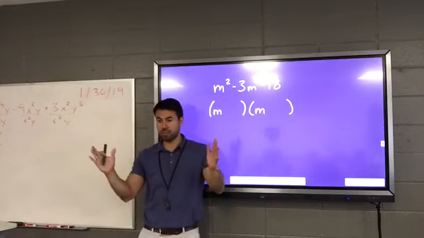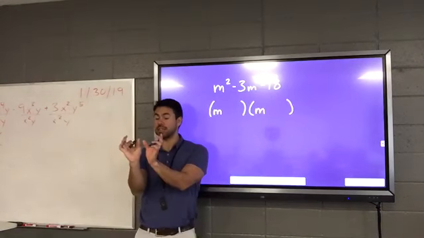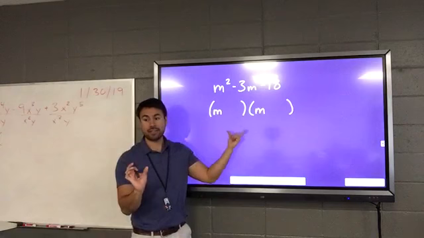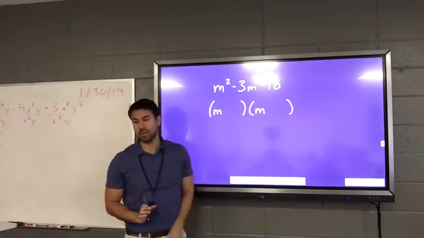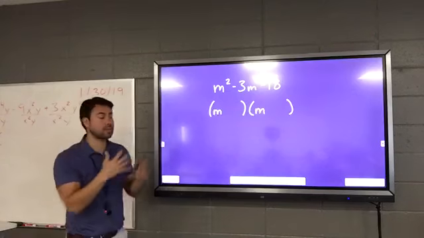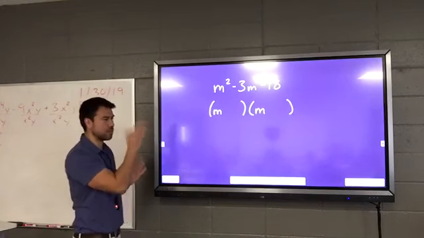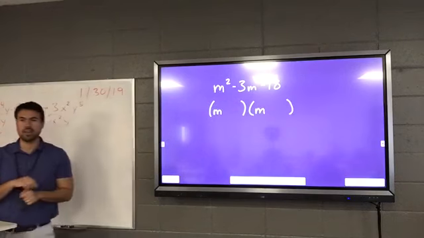You remember FOIL? Remember O and I? They both have an m. And those two added together get me negative 3m. So we're not super stressed out about it, but it doesn't just disappear, it's there. And we'll prove it again.